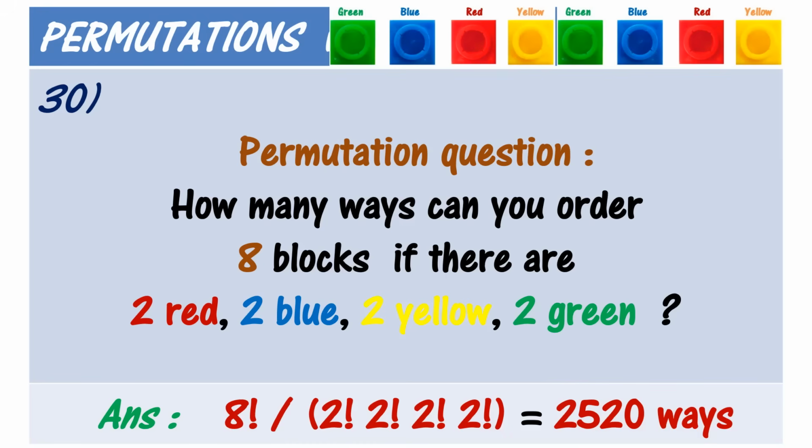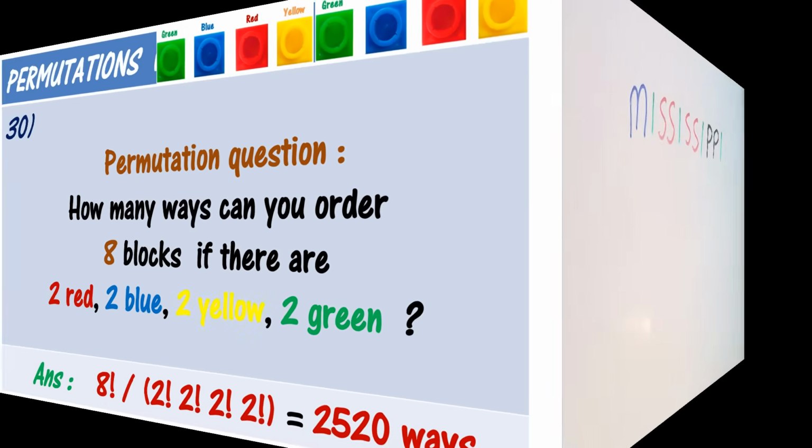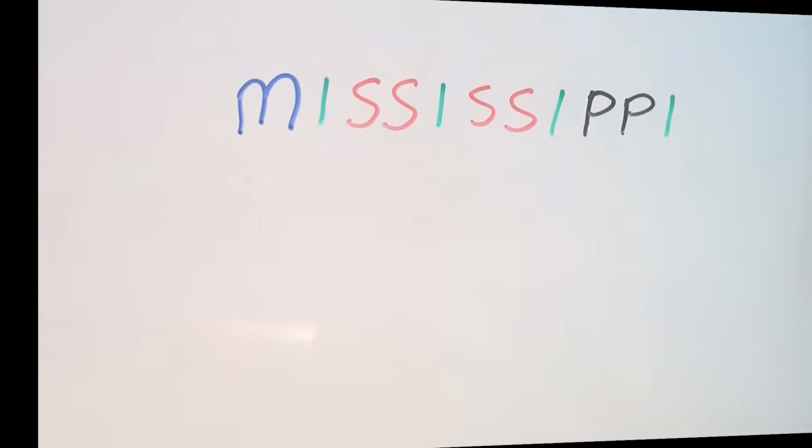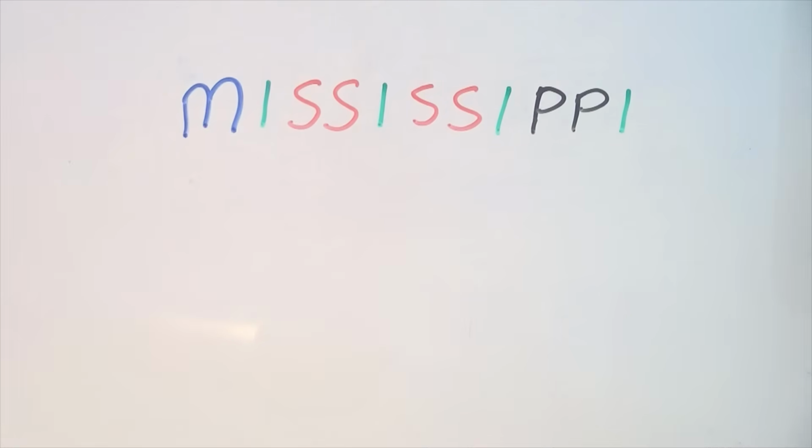This sort of question is often asked about letters in a word. And if we go over to the whiteboard, I'll show you a very well-known example. One question you find in many maths books is, how many ways can you order the letters of the word Mississippi, which is the great river in the USA? Well, it's a similar problem to the one on the worksheet.